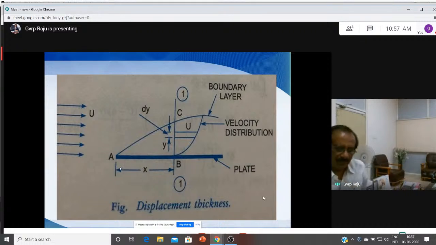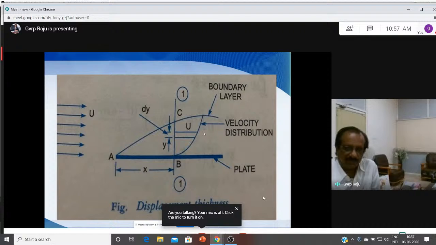So this is the leading edge. When the distance is increasing here, the thickness is increasing. If you take the thickness here, this one; if you take the thickness here, this one. So the thickness increases with increasing distance from the leading edge. When x is more and more, we get more and more thickness of the boundary layer. That is the first factor.